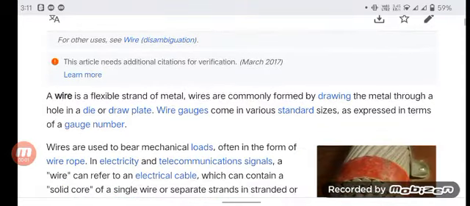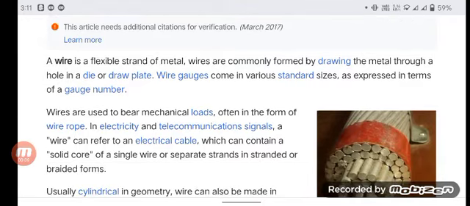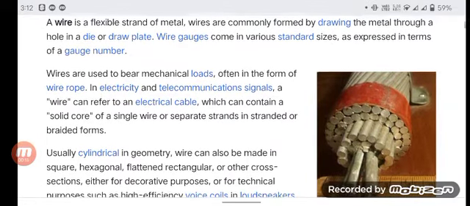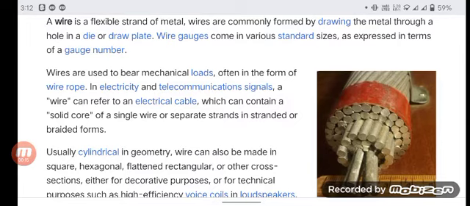A wire is a flexible strand of metal. Wires are commonly formed by drawing the metal through a hole in a die or draw plate. Wire gauges come in various standardized sizes, as expressed in terms of a gauge number. Wires are used to bear mechanical loads, often in the form of wire rope.